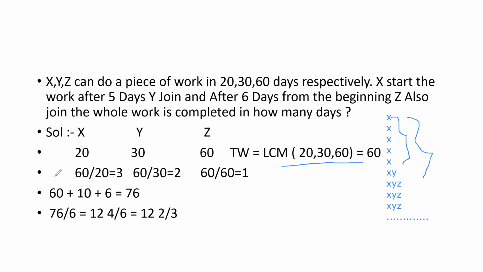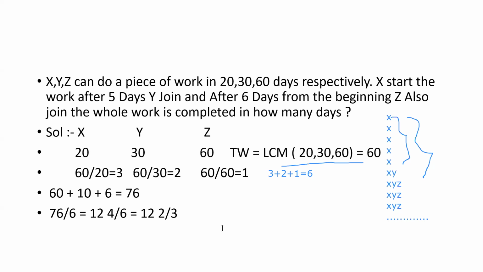This is 3 plus 2 plus 1 equals 6. The combined total work is 6 units per day. This is how we can solve this type of question.